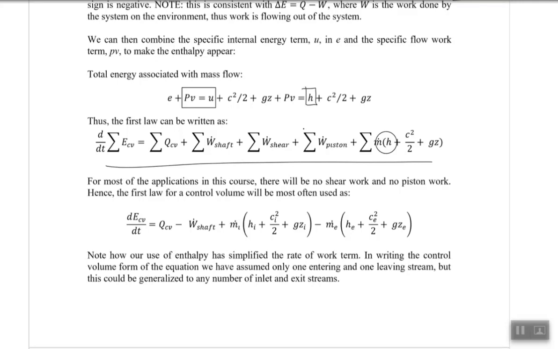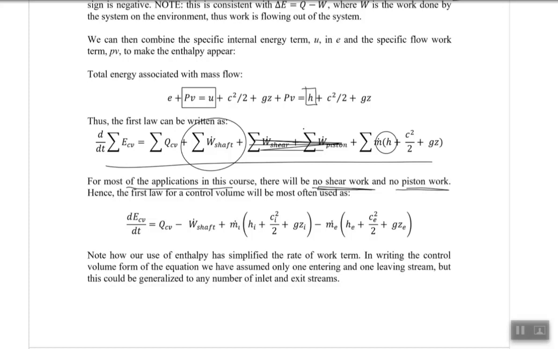In most of the applications in this course, we would not be looking much at the shear work. We would not be looking much at the piston work. Even if there is a piston work involved, we would be taking the work out of the piston using a shaft or something like this. So we would be talking about the shaft work again. So in most of our cases, we would be ignoring the shear work and the piston work. So we are only left with the shaft work over here.